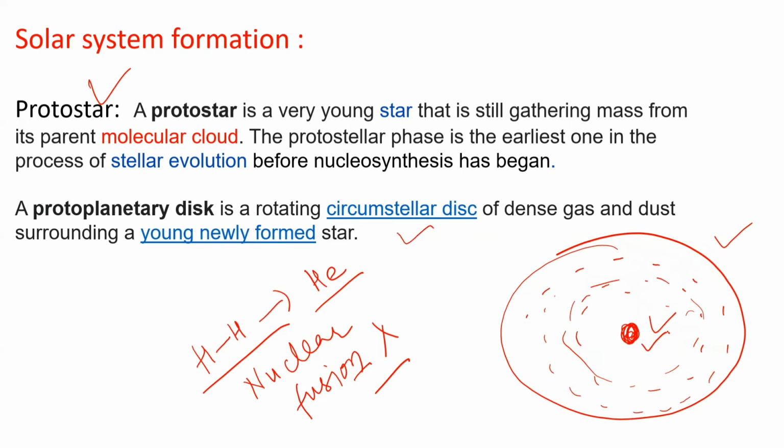It means the dense gas particles revolve around this young star, and these young stars gather more and more gas particles from the surroundings till it becomes a main sequence star, or a stabilized star. That is, a nuclear fusion reaction starts in that particular star.